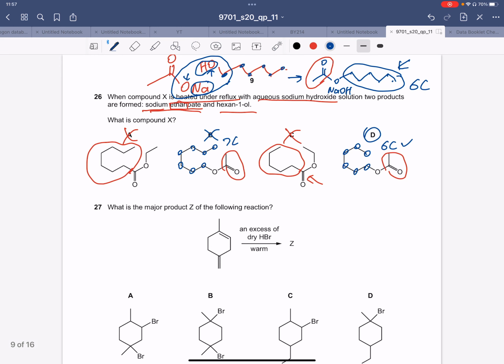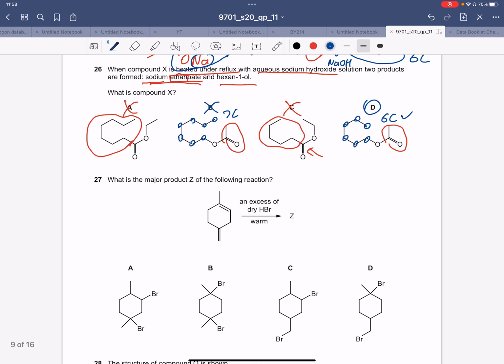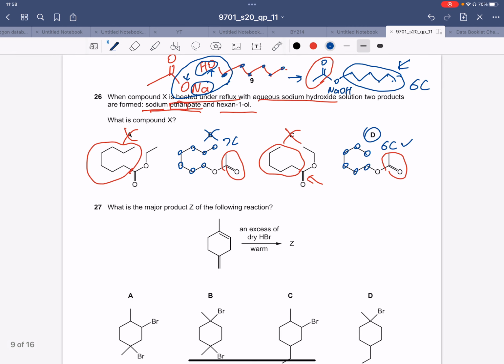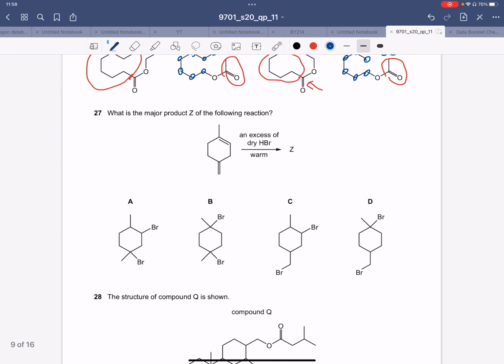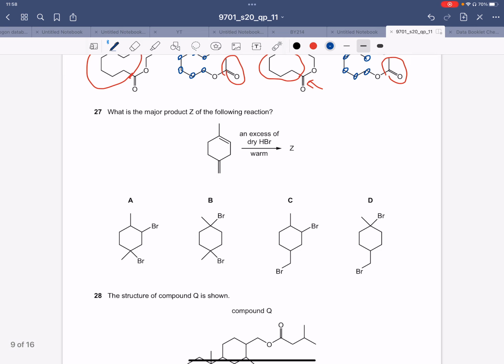So yeah, that's all you have to do. Make sure you remember, first of all, what sodium X-oate would be, and then just know that it's X-anoic acid, right? And then, of course, knowing how to combine them and knowing what hydrolysis is. So yeah, hopefully that helped if you didn't know that. Let's move on. Question 27.